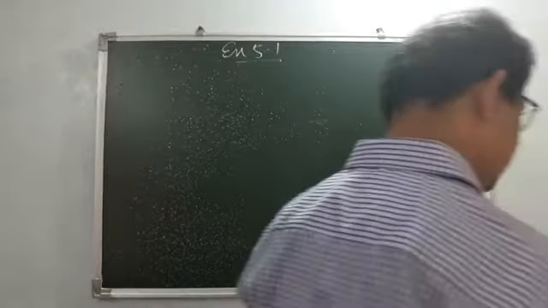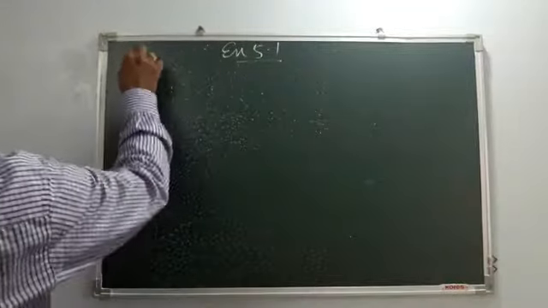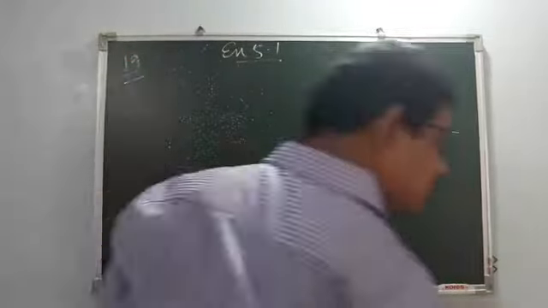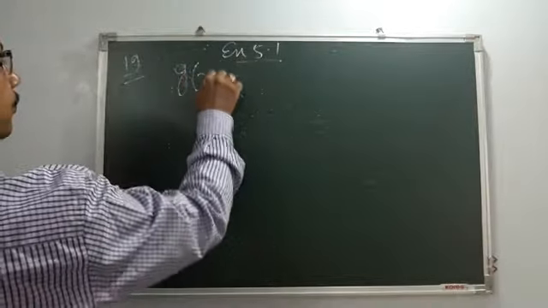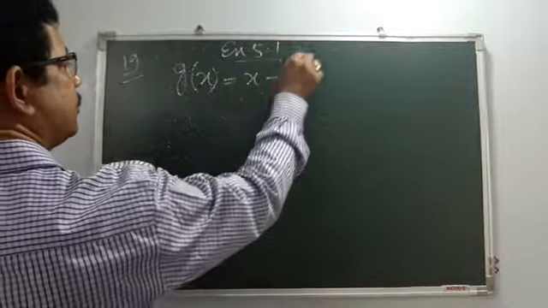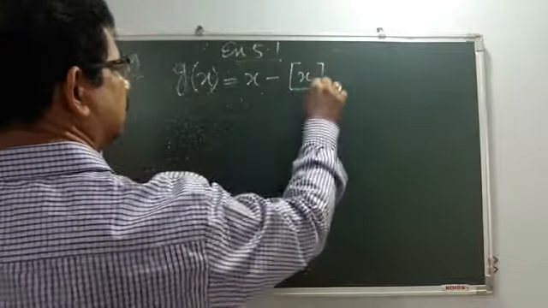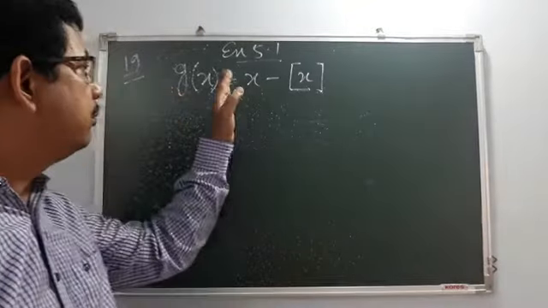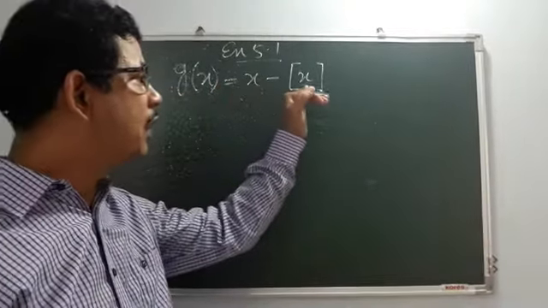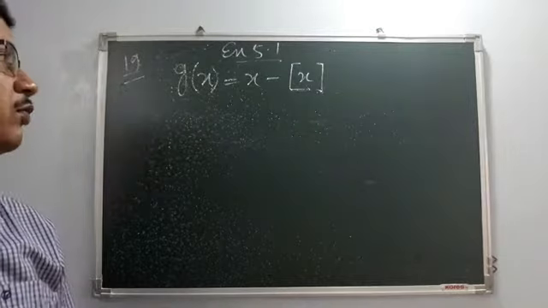The question is given: g(x) = x minus [x]. What is the function value of g(x)? Here [x], the third bracket, is the greatest integer function.